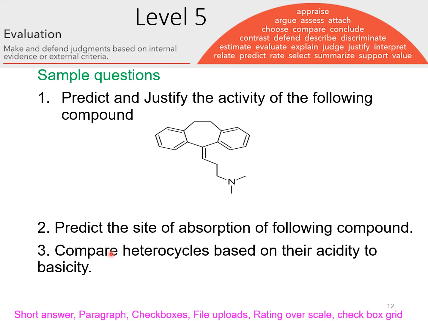Or just now we saw in the previous level, we can ask them to classify heterocycles based upon the group present. Now we can ask them to classify based upon their acidity to basicity. Give a scale. Acidic heterocycles, then neutral ones, and then basic heterocycles. So they should be able to conclude why this particular heterocycle is acidic, why this is basic.